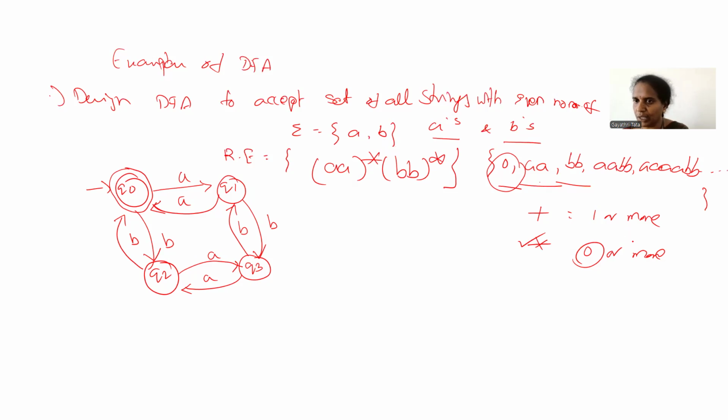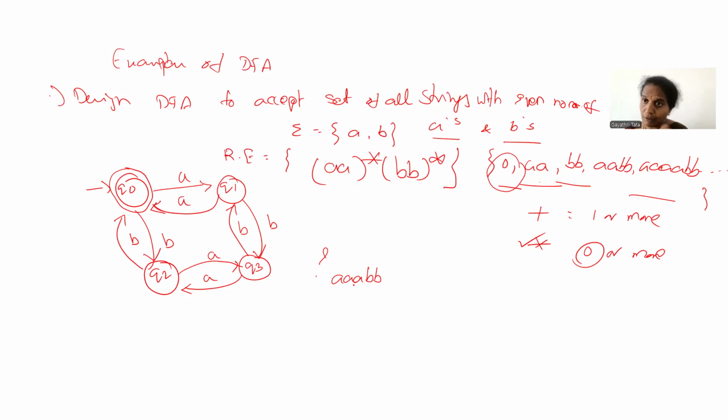Now see, for example, four A's and two B's: 1, 2, 3, 4, 1B, 2B. It reaches the final state. Now, how to check whether our automata is correct or not? We take strings other than ours. What is our string? Even number of A's and B's. So now I take an odd number of A's and B's. It is not related to our statement, right? Now we check whether it is accepted or not. If it is accepted, our automata is wrong.